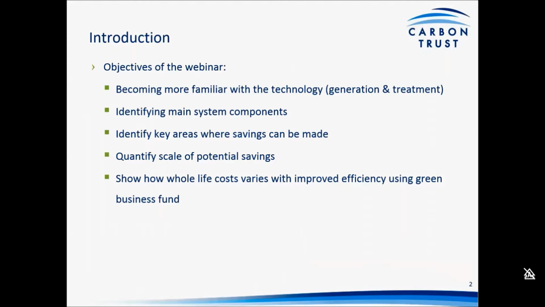We're going to spend a little time becoming familiar with the technology, identifying the main system components. But the bulk of the time I want to spend outlining the areas where savings can be made, and look to quantify the scale of those savings. And then, most importantly of all, go through how you can access the help and finances with which to implement the projects.